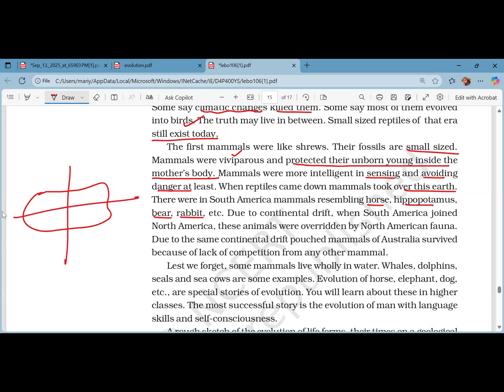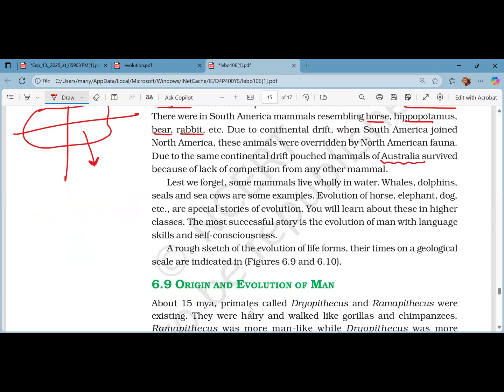So, because it got divided, this one part became the Australian continent, and the mammals found in Australia are called marsupials, right? Marsupials are there, placental mammals are also there. So lest we forget, some mammals live wholly in water, such as whales, dolphins, seals, and sea cows. These are some examples. These are aquatic mammals.